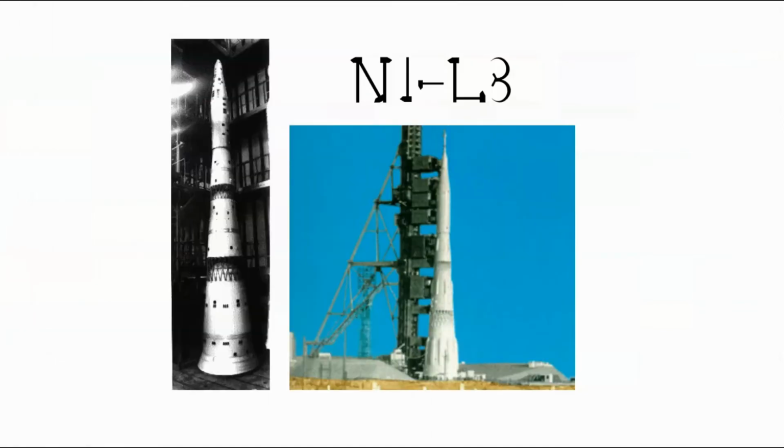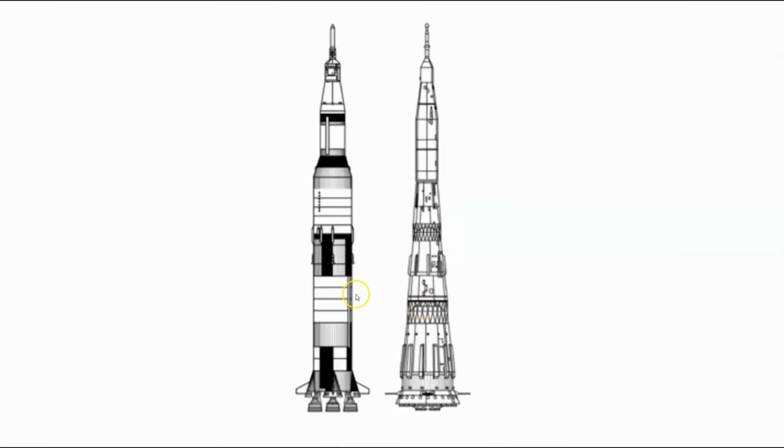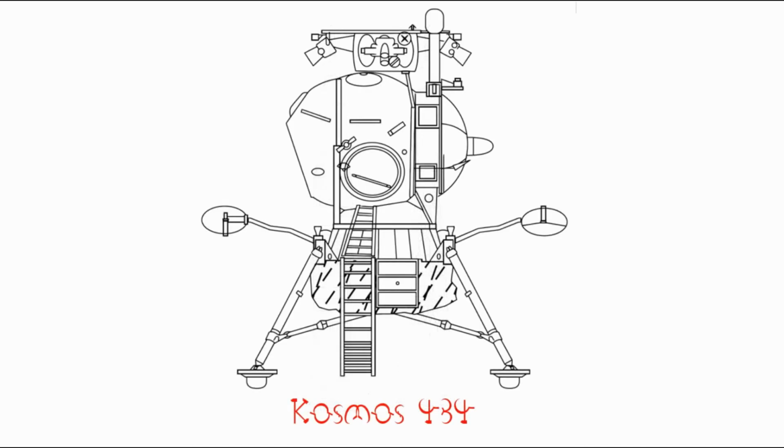Now, also in declassified information in the 90s, at the end of the Cold War, we discovered that the Soviets had been working on a large rocket, quite comparable to the Saturn V, their N1-L3. And like I said, quite comparable to the Saturn V. You'll love this even more, that they had developed a lunar lander that might look vaguely familiar as well. Their Cosmos 434.